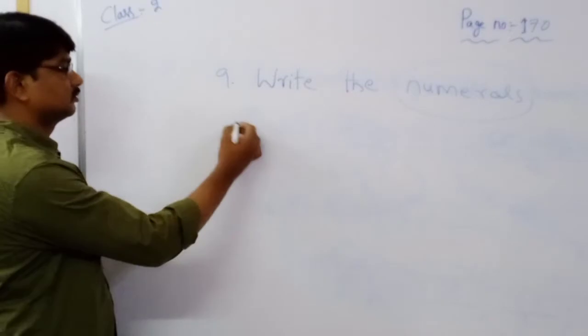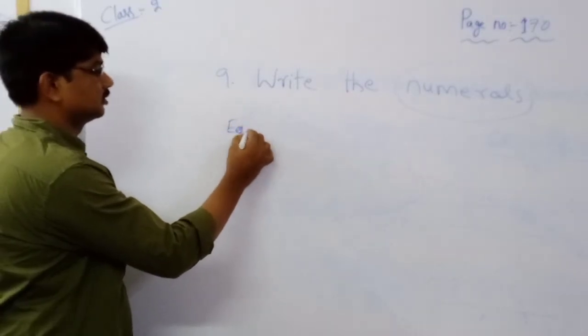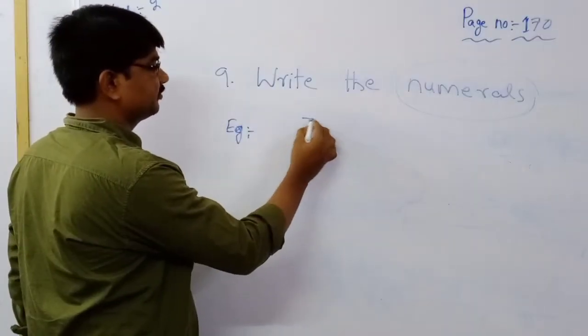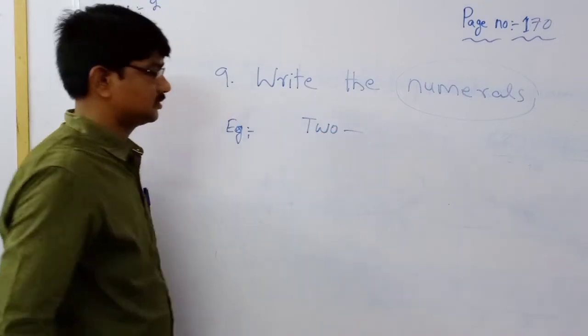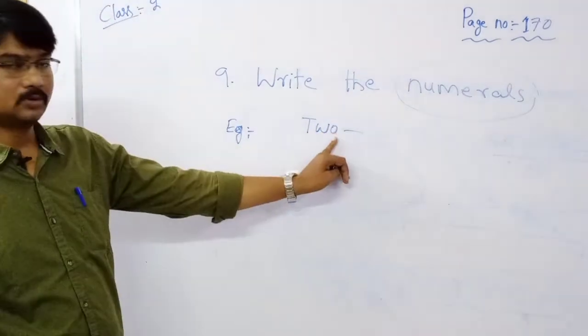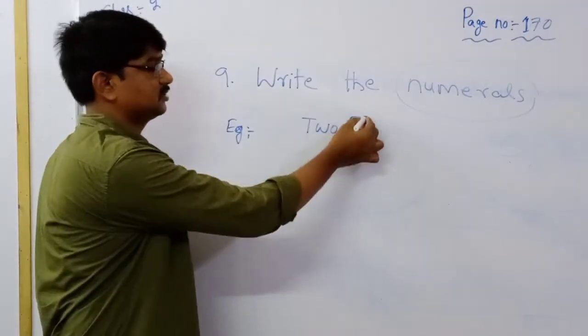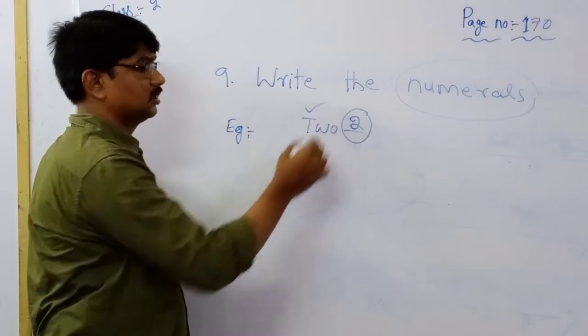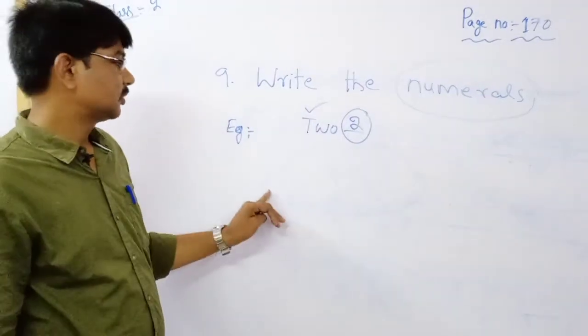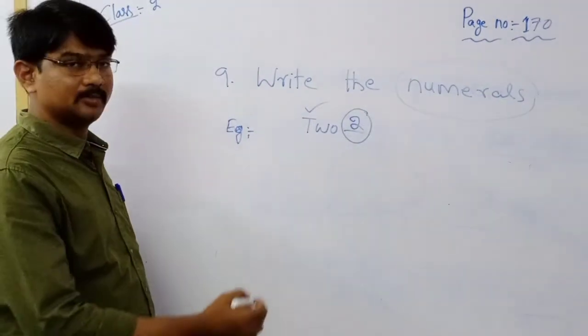Example, if given like this, T W O, then we need to write 2. This is called numeral. This is called number name. Next, one more example I am giving.